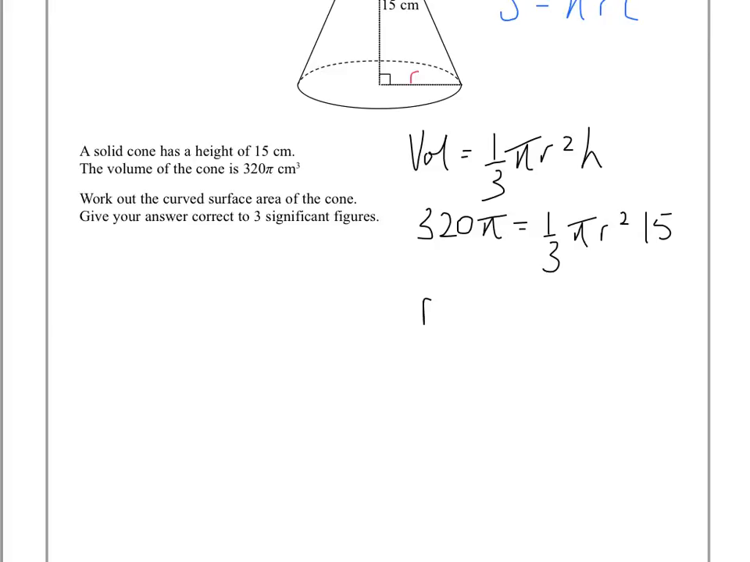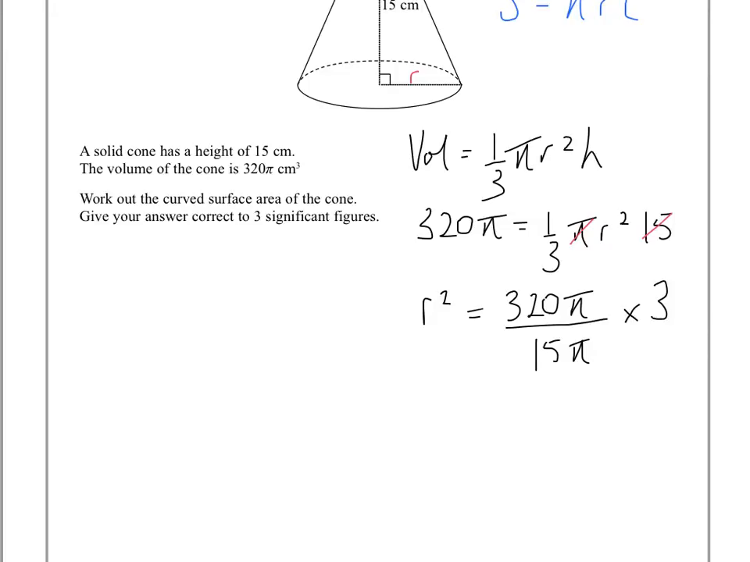So r squared is going to be equal to, we need to get all of this onto the other side. First things first, it will be equal to 320 pi divided by 15 pi. That will essentially get those onto the other side. And then we're only left with 1/3, so we times throughout by 3. So that's what r squared will be equal to.